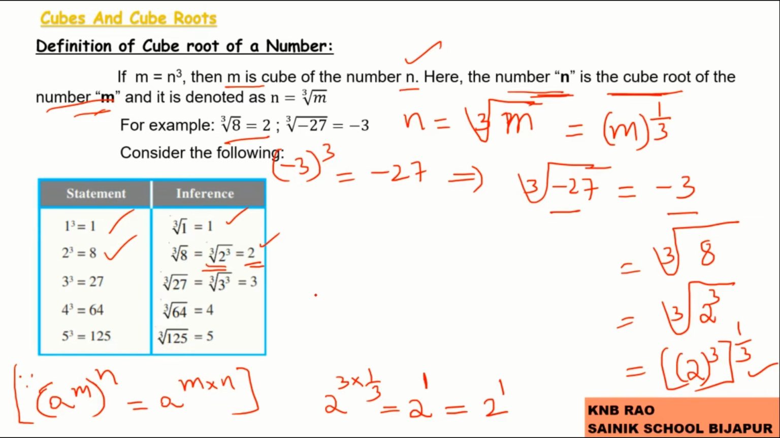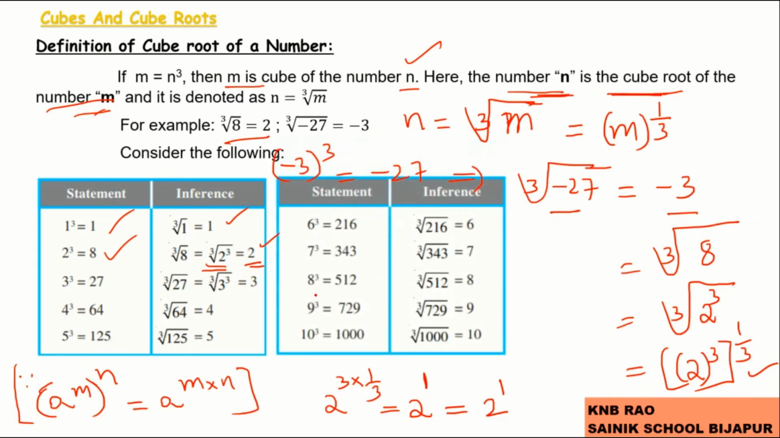Next, let us take another table. Here, cube root of 216 is 6, because 6 cube is 216. Cube root of 343 is 7, as 7 cube is 343. Cube root of 512 is 8, as 8 cube is 512. Cube root of 729 is 9, as 9 cube is 729, and cube root of 1000 is 10, as 10 cube is 1000.